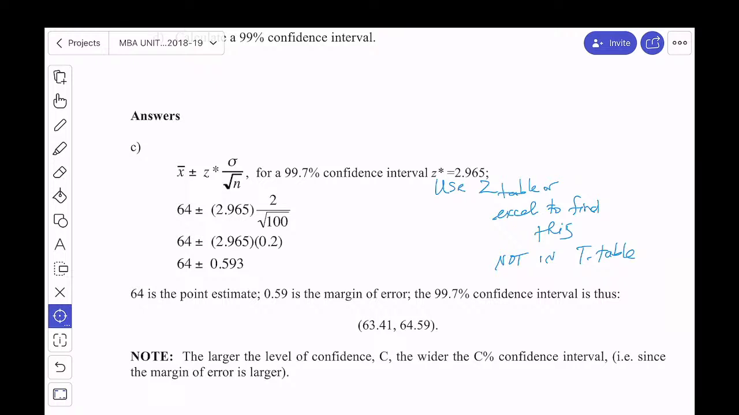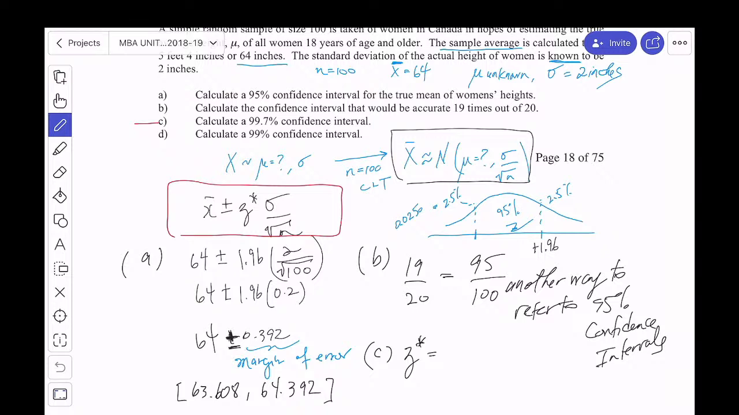Okay, I'm just gonna take a little break. I'll be right back. You guys can work on the last one, this one here, if you haven't already. That's an easy one because you get the value for this Z star.